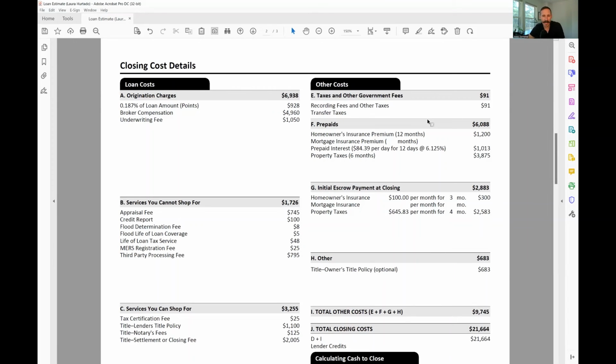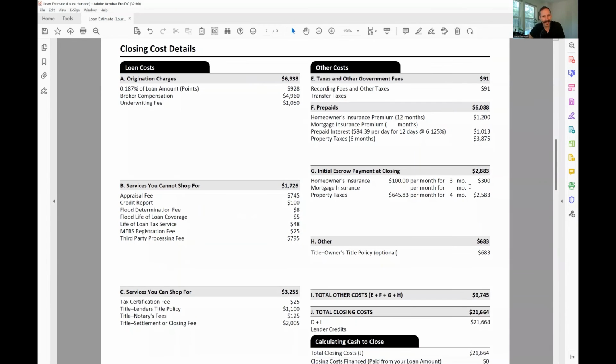And then your property tax. So for this state that this loan is closing in, there's 6 months of property tax that are getting collected, $3,875. And this would bring up a question. So if you're getting charged 6 months of property tax, but you're only living in the home for, say, 2.5 months, why is it that you have to pay this 6 months of property tax? Well, the title company is going to collect for that.